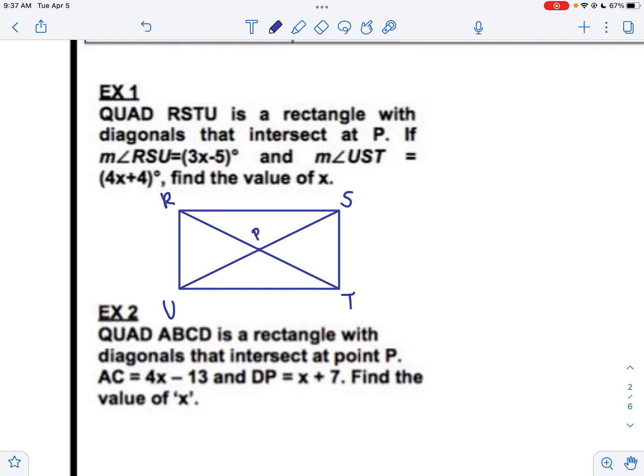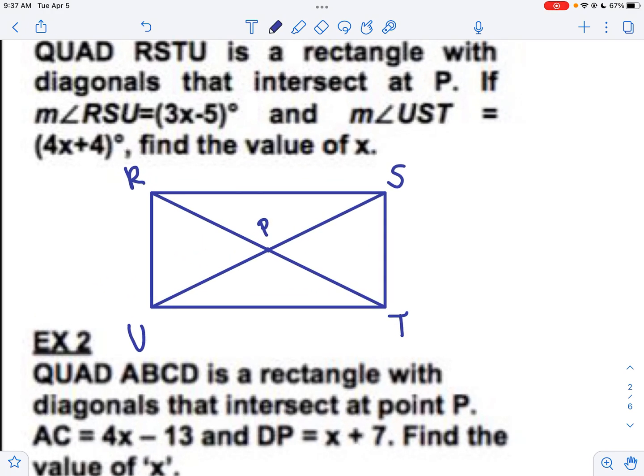And now I'm going to read what information they gave to me. So they talked about angle RSU. So if I trace angle RSU, that corner right there, RSU is 3x minus 5. Okay, I also know that UST, so this one right here, UST is 4x plus 4.